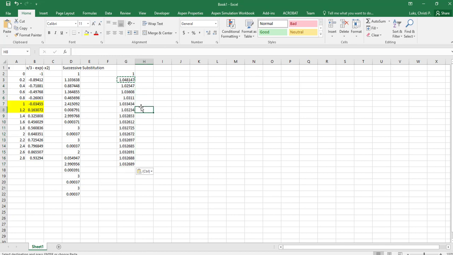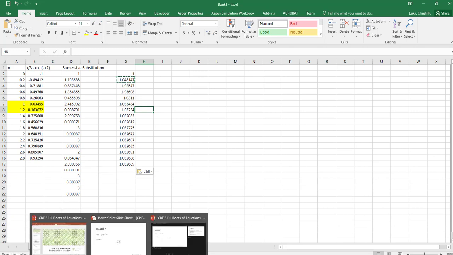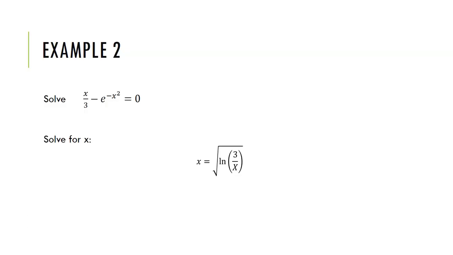And if I copy this down, you see that this one comes in and it's converging, not quickly, but it is converging to a particular answer. And so this one worked, whereas this one didn't. Okay. So sometimes if you have a successive substitution that you're trying and it doesn't work, you may do well to just simply look at your algebra again.